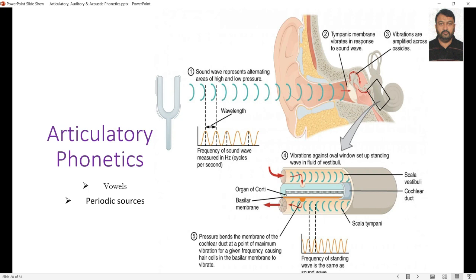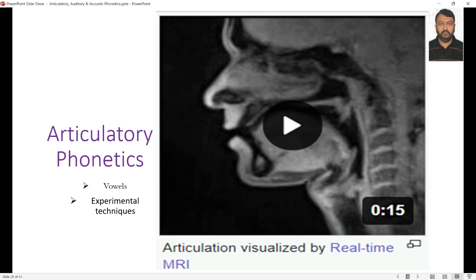Experimental techniques. Articulation visualized by real-time MRI. Plethysmography. Electromyography. Photoglottography. Electrolaryngography. Magnetic resonance imaging, MRI, real-time MRI. Radiography. Ultrasound tongue imaging. Electromagnetic articulography. Aerometry. Endoscopy. Videokymography. Palatography.